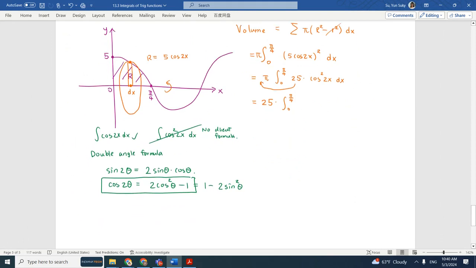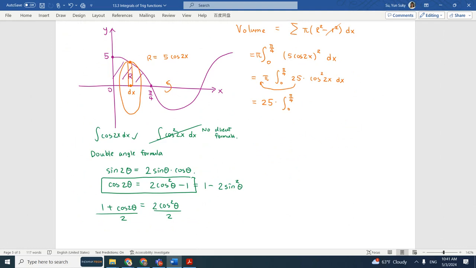And let's solve for cosine square. Do you see cosine square? We add 1 on both sides, and then we can divide it by 2. How do you solve for cosine square? Add 1 on both sides, and then divide it by 2. Everybody?